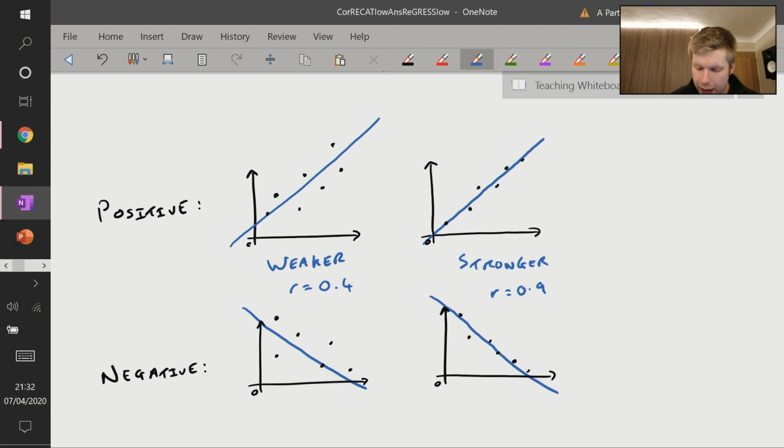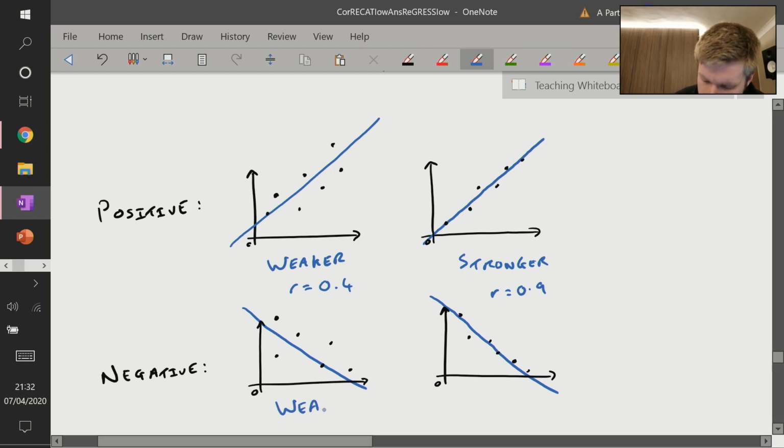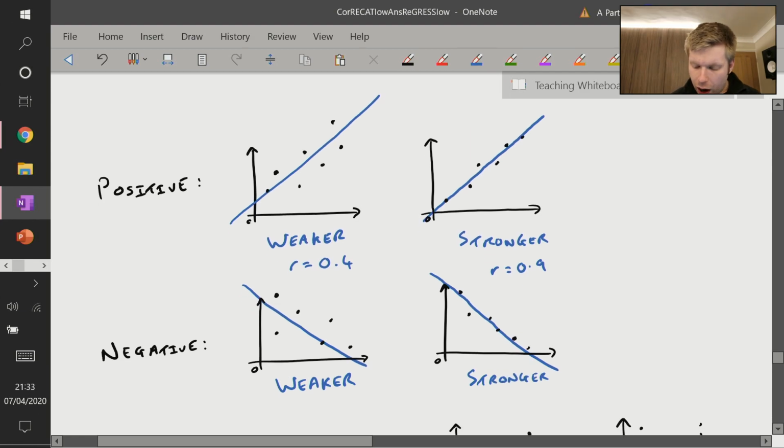Now you can see the one on the left is much weaker correlation because those data values do not match that line as closely as the one on the right. So we say this is a stronger correlation. So again, if I wanted to guess at R values, I could maybe guess that this one would be something like negative 0.4, okay? And this one might be, for example, negative 0.9, okay? So again, I'm just eyeballing these values.